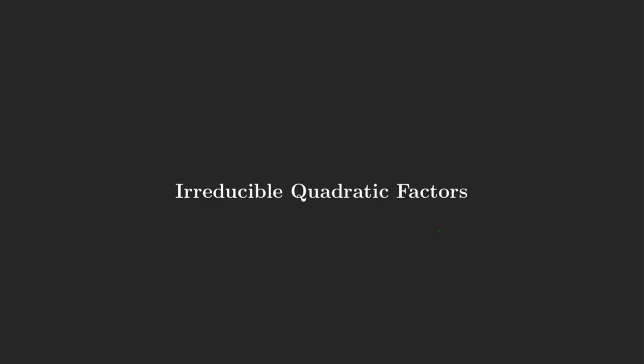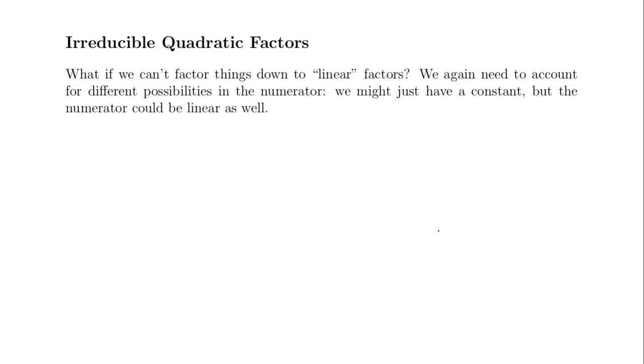All right, let's move on to irreducible quadratic factors because this video is already getting kind of long. So the question is, what if we can't factor things into linear factors, whether they're simple ones with an exponent of 1 or repeated ones with bigger exponents? So we again need to account for the different possibilities in the numerator if our denominator is quadratic.